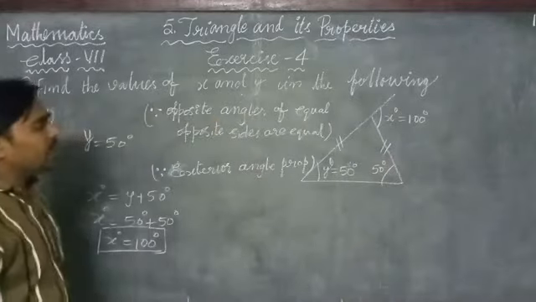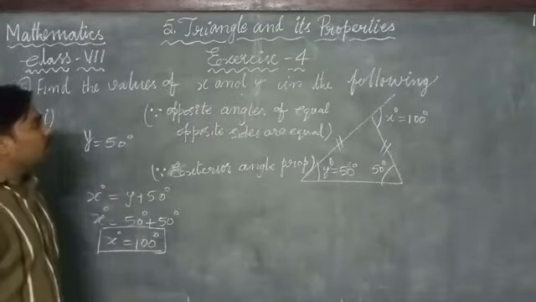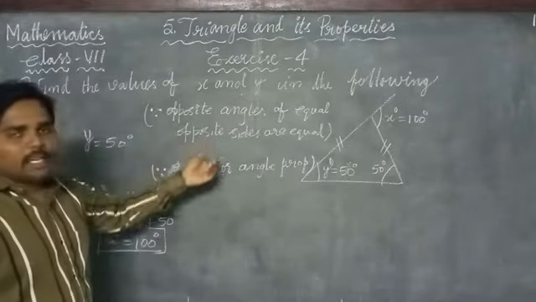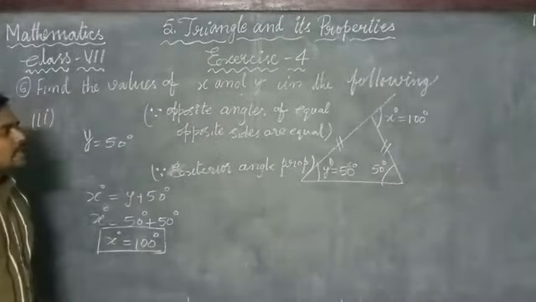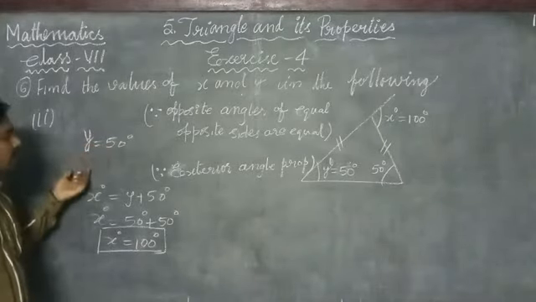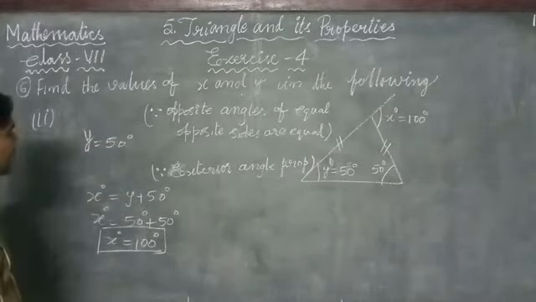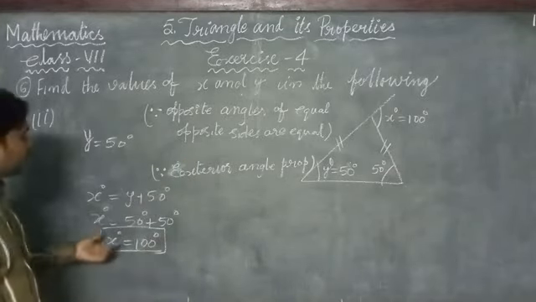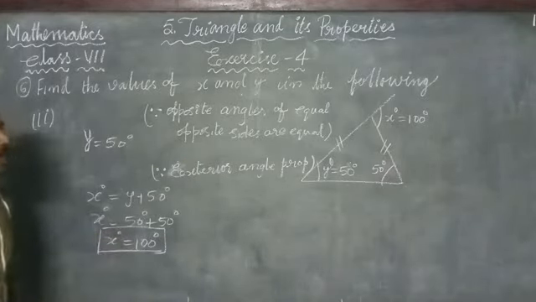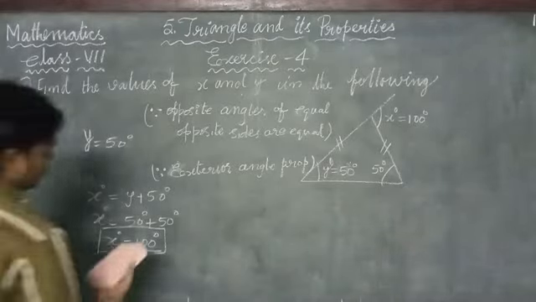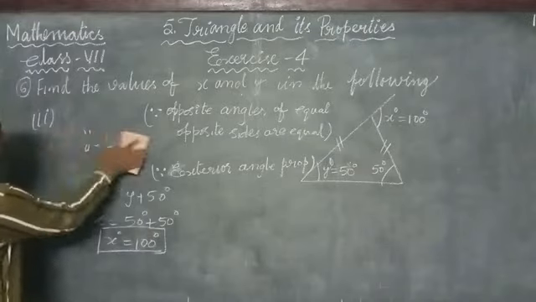Once again I am saying, here they had given the isosceles triangle, so the angles opposite equal sides are equal. So the given condition y equals 50 degrees. From the exterior angle property we can write x equals y plus 50 degrees, then y equals 50 degrees, then we will get x is 100 degrees. And let us see the third problem.